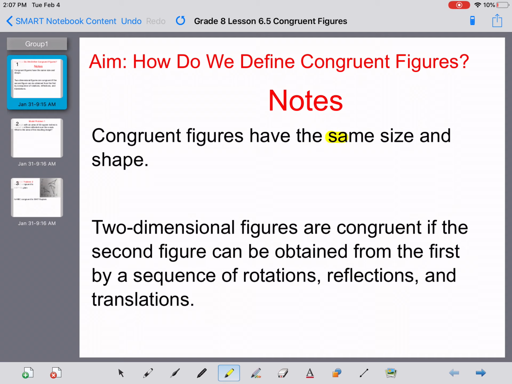So congruent figures have the same shape and the same size. So every single thing about congruent figures is going to be exactly the same. The only way to obtain congruent figures is with rotations, reflections, and translations. A dilation is not going to produce congruent figures.